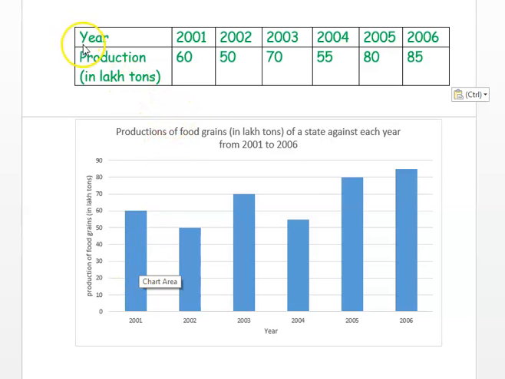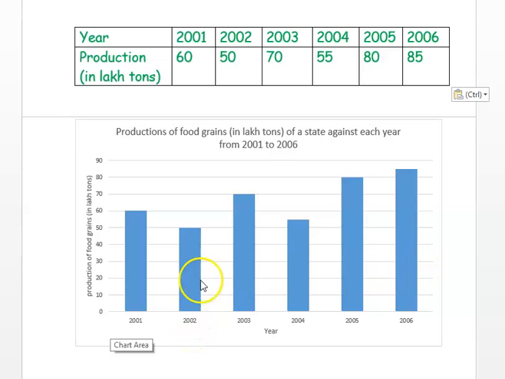So now I have taken the years 2001, 2002, 3, 4, 5 and 6 along the horizontal axis, and the production in lakh tons along the vertical axis. I have taken units of 10 lakh tons for each unit. Now I am going to draw the bar graph. The first year is 2001. The production is 60 lakh tons. So for 2001, I have drawn a line against 60 lakh tons and I have drawn a bar here. If you note, all the bars we should draw of equal size.